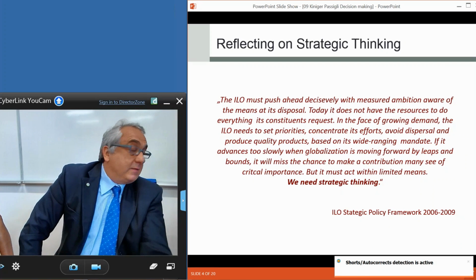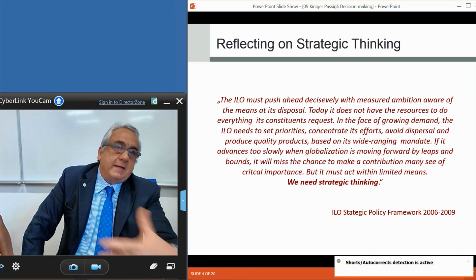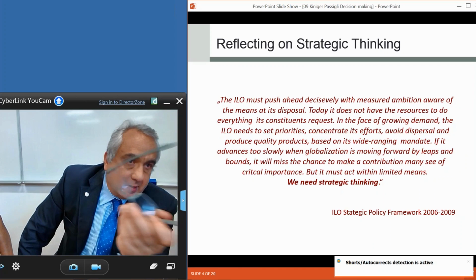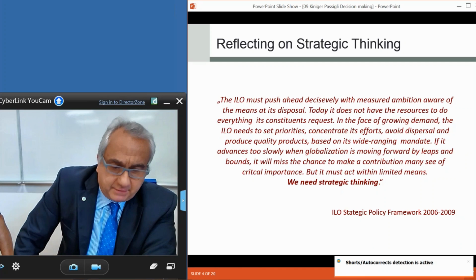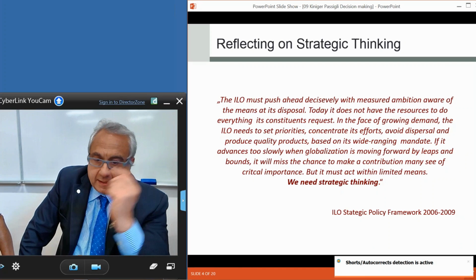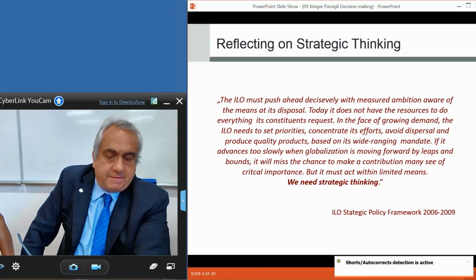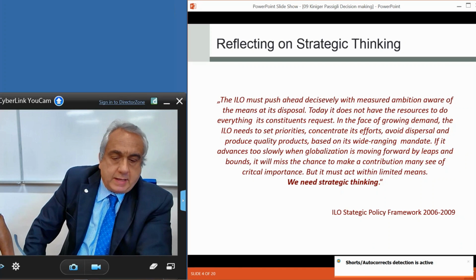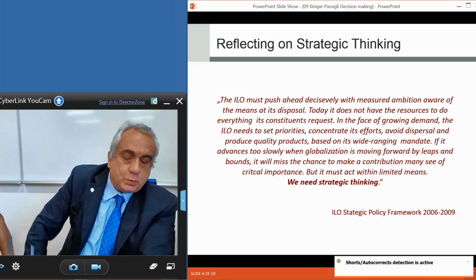This is the 2006-2009 ILO Strategic Policy Framework, a reference document that informs also decision-making, but also budgeting and operational aspects of the organization itself. The ILO must push ahead decisively with measured ambition, aware of the means at its disposal. Today, it does not have the resources to do everything its constituents request. In the face of growing demand, the ILO needs to set priorities, concentrate its efforts, avoid dispersal, and produce quality products based on its wide-ranging mandate.